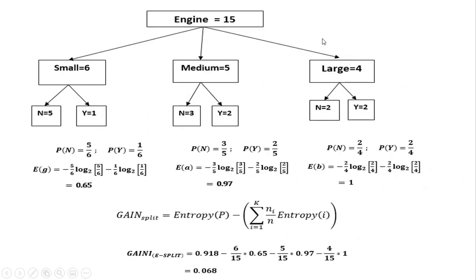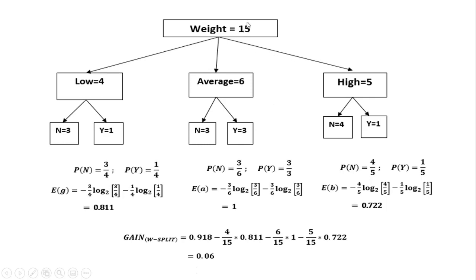Now similarly we find the information gain for the other attributes. This attribute has 3 categories: small, medium and large. When the engine is small, 6 of them do not go fast and one car goes fast. Again we find the entropy for each category, add them, and subtract from the original entropy, so we get the gain for it. Similarly, we got the information gain for each attribute.